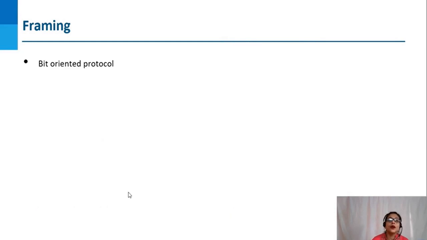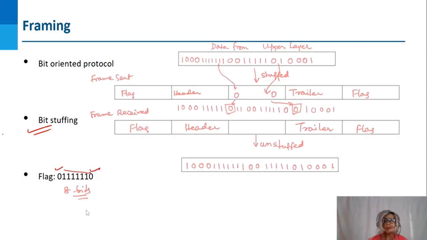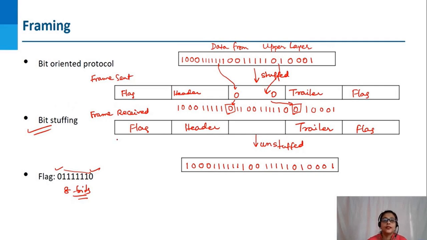Let us understand now the bit-oriented protocol. And here, just like the character-oriented protocol, we will have the concept of bit stuffing. Now the flag for bit stuffing is an 8-bit number that starts with 0 and then there are 6 ones and ends with 0. So 8 bits. So let us understand them with the help of this example.